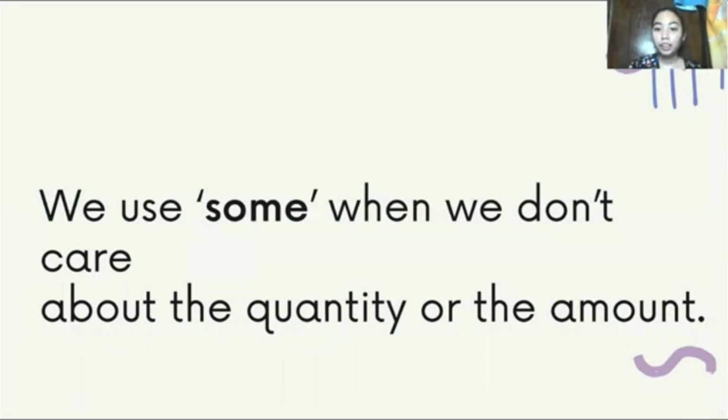We also use some in English when we don't care about the quantity or the amount of something. For example, there is some pasta sauce left. Here, the speaker doesn't care how much pasta sauce is left. He only cares that there is some pasta sauce left. For example, there is some sauce on your face. If I say that, I don't care how much sauce you have on your face, but I only care that there is sauce on your face, either too much or not that much.